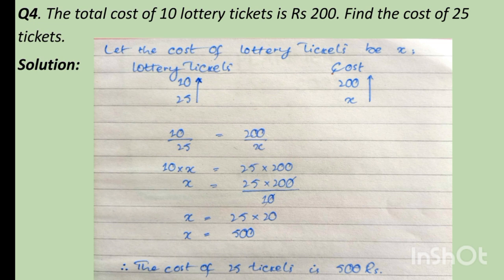Now we need to solve this question by using the arrow method. Okay, our numerator will be that number in which the arrow head is proceeding. Now that's why I have written 10 upon 25 equals to 200 upon x. Now we need to solve this by cross multiplication. So 25 will be multiplied by 200 and x will be multiplied by 10. Okay, this is what cross multiplication is.